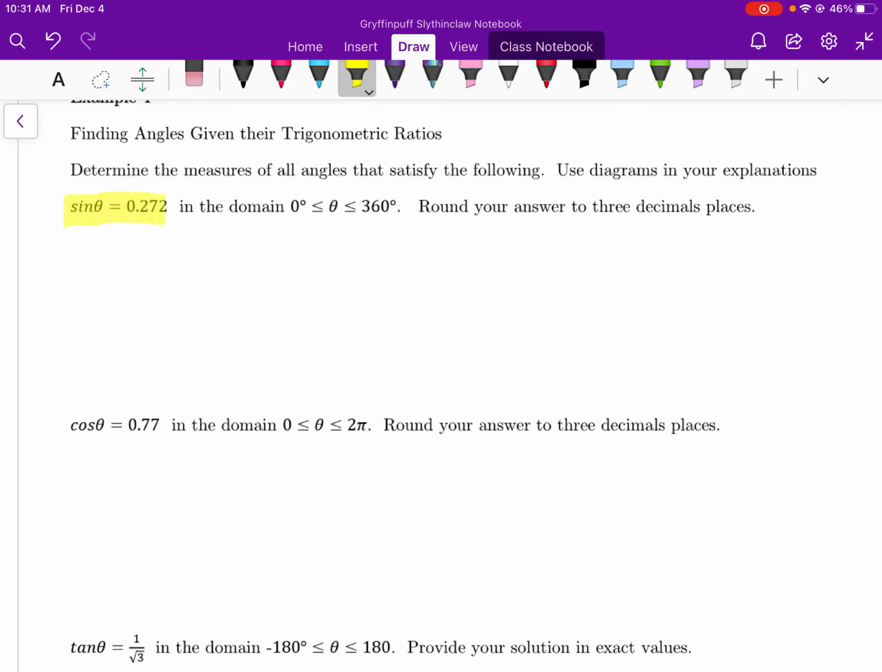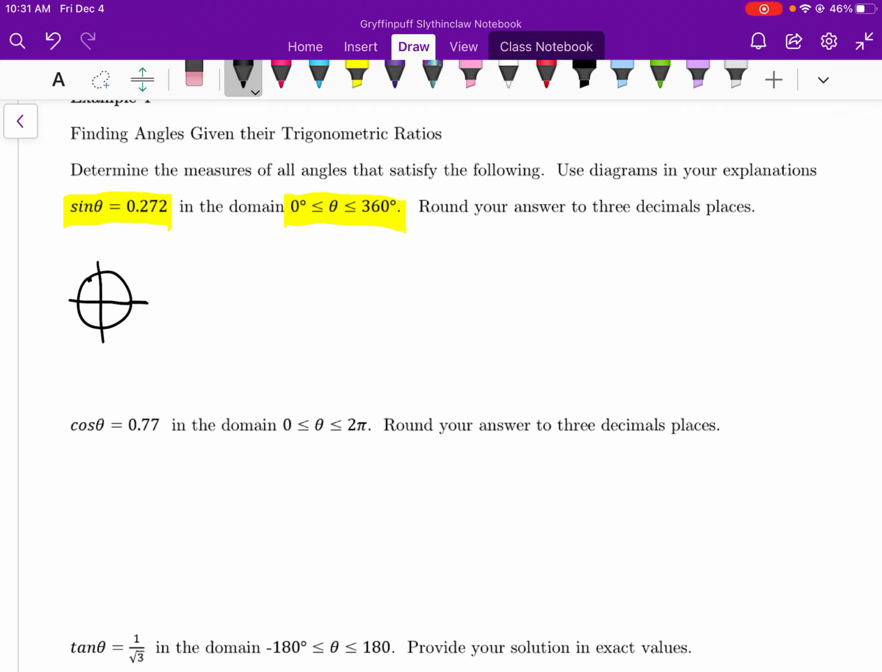So sine theta is equal to 0.272 in the domain from 0 to 360. We're going to round to 3 decimal places. Surely we've seen this question before.